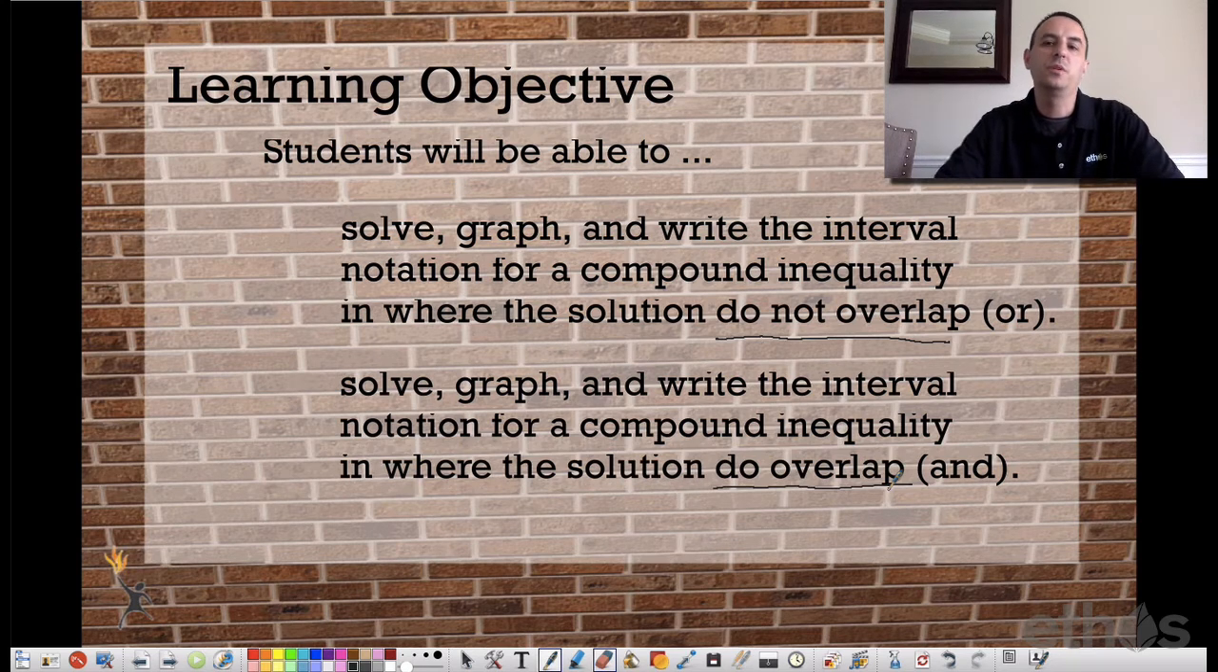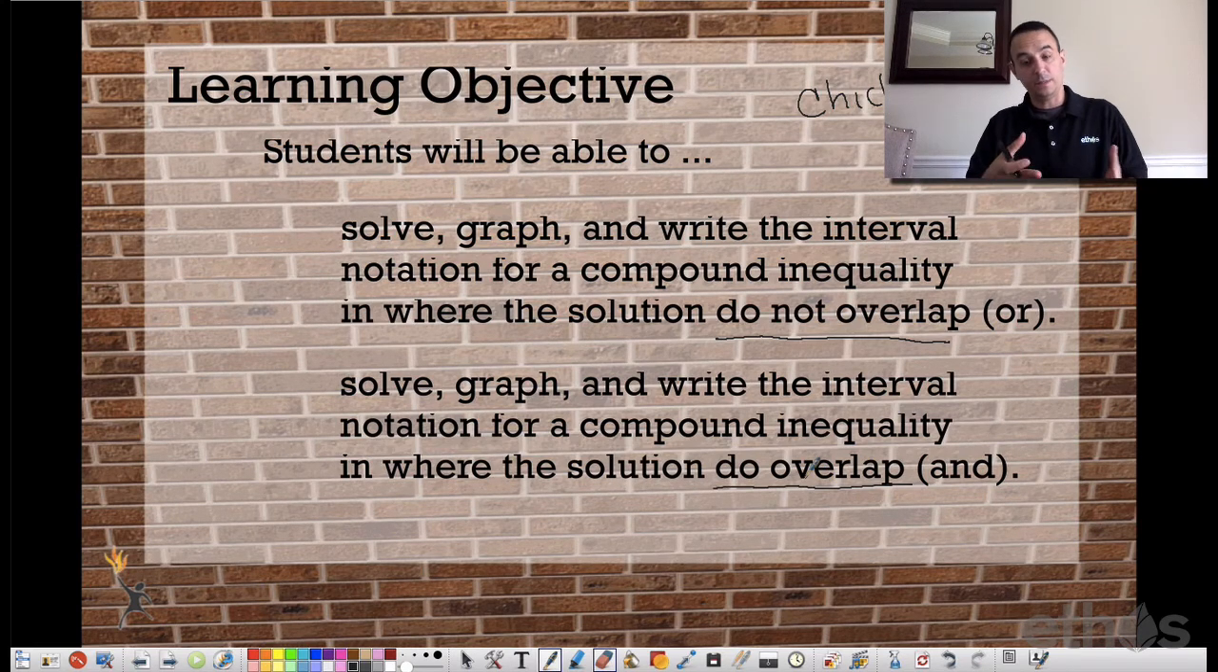If you think back to a pretty simple connection, you can have chicken or steak. So you can have or, so you don't get both, or you can have and, and you would get both. So the overlapping is kind of you end up getting both answers, surf and turf, or surf and chicken. Or you can have steak or chicken, you can't get both.